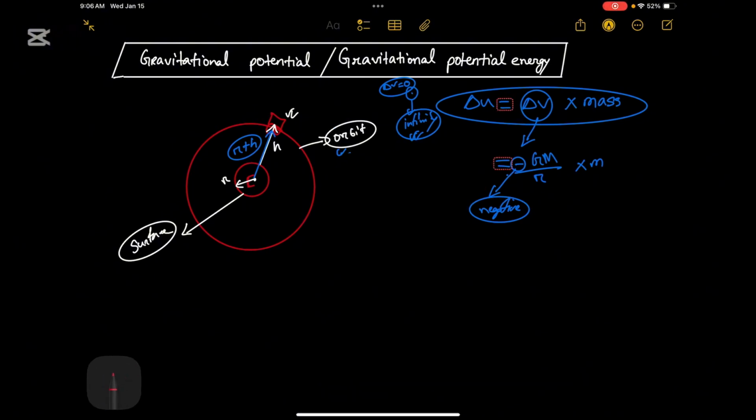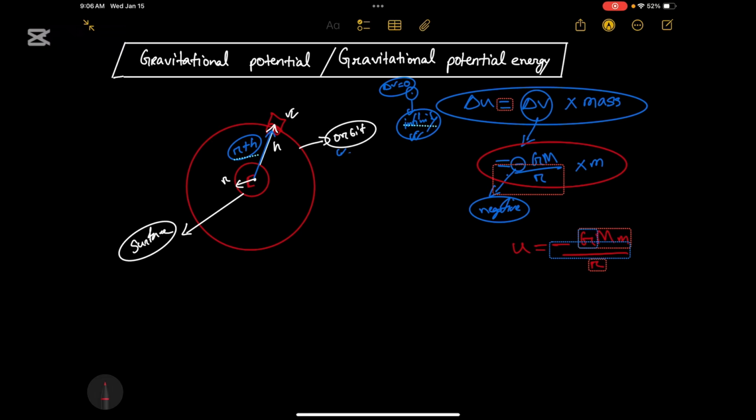So let's now move forward. Now I can derive the formula: U is equal to minus GMm by r, by combining the two. Now this is the formula. This is the potential at the surface that we have derived right now.